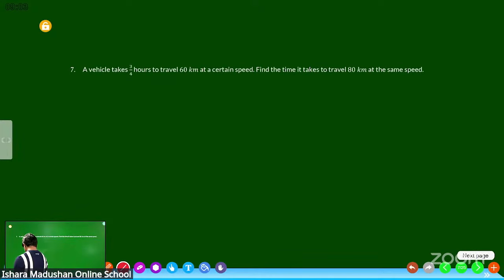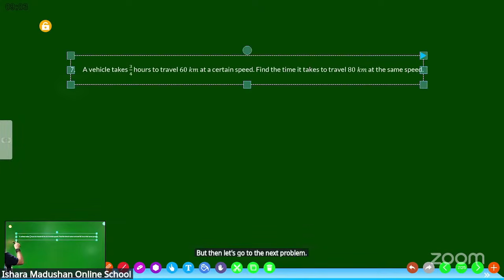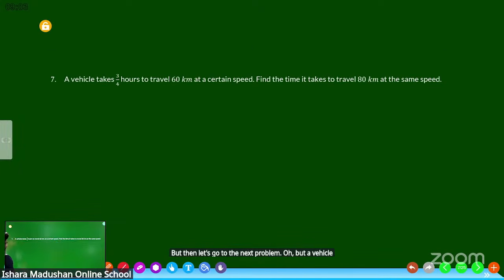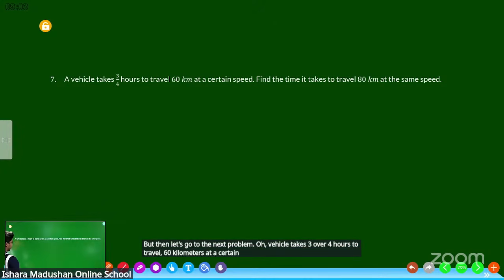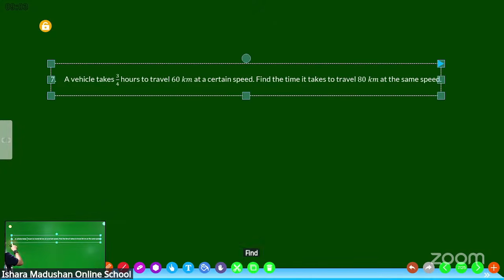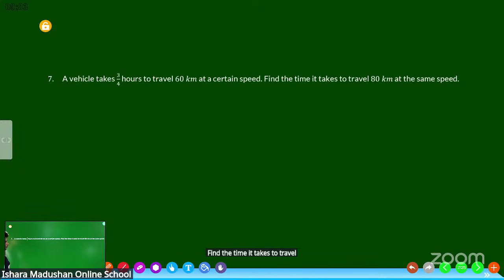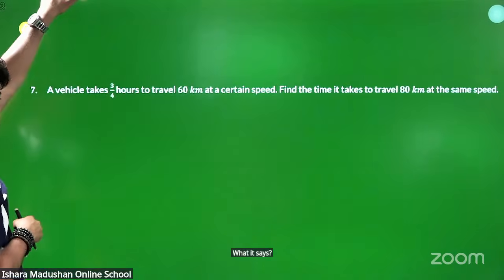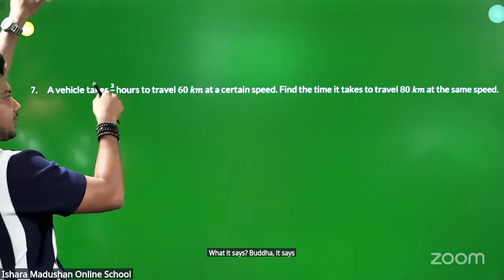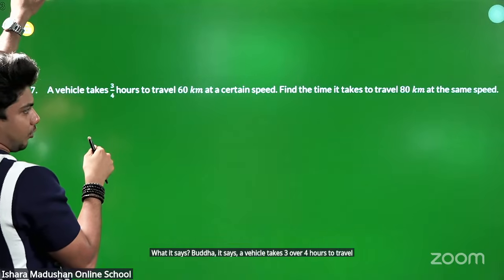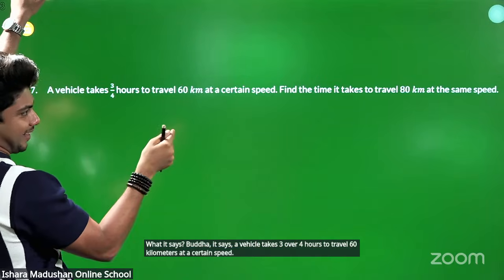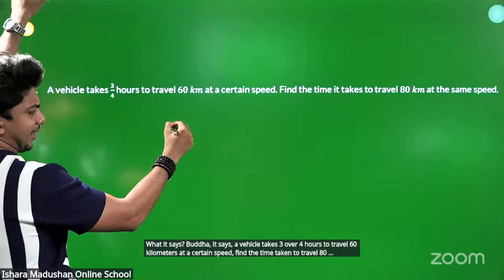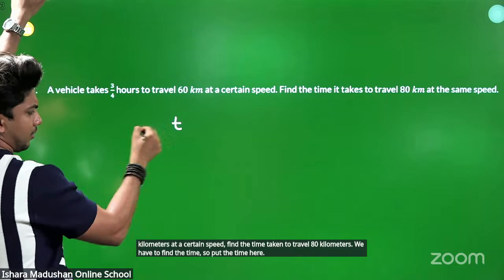So let's go to the next problem. A vehicle takes 3 over 4 hours to travel 60 kilometers at a certain speed. Find the time it takes to travel 80 kilometers at the same speed. Son, what does it say? It says a vehicle takes 3 over 4 hours to travel 60 kilometers at a certain speed. Find the time taken to travel 80 kilometers. We have to find the time, no? So put the time here.